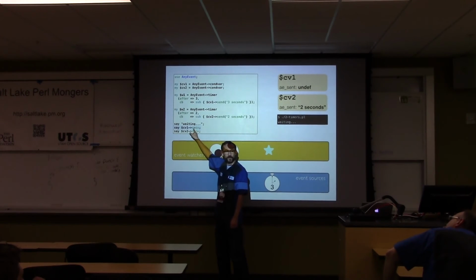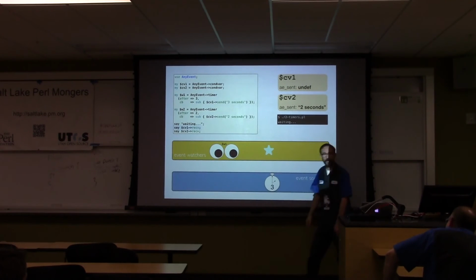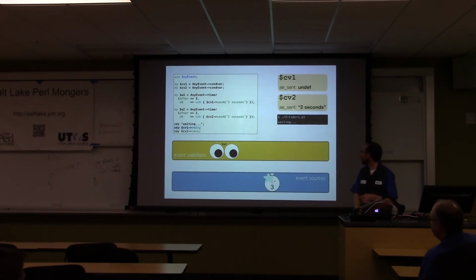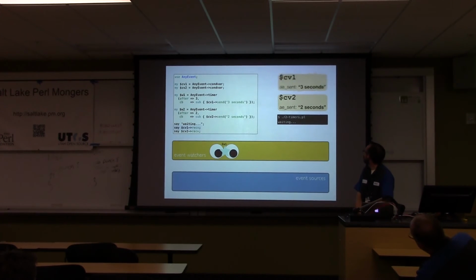Internally the condition variable state has changed, but we're not able to access that yet. So this is why this is an anti-pattern. We go around the loop again. The 3 seconds finally goes off. At the next one, we notify that watcher. This is the 3-second one. So then its AE sent changes.